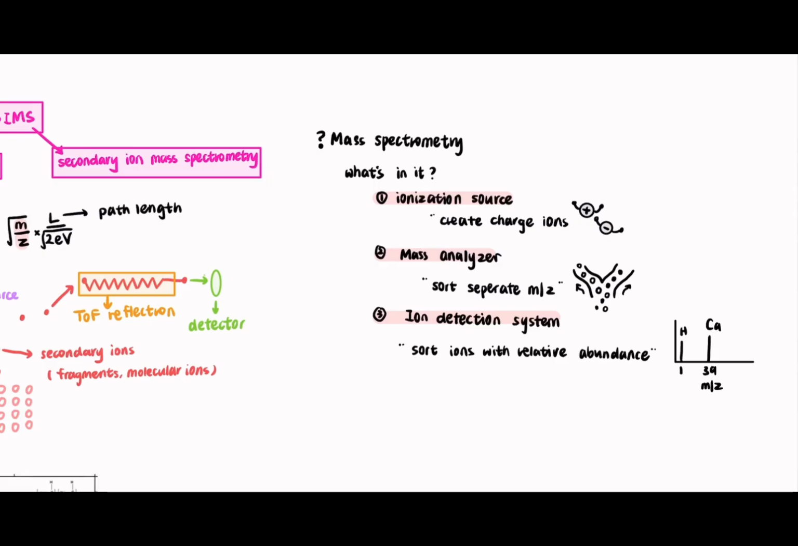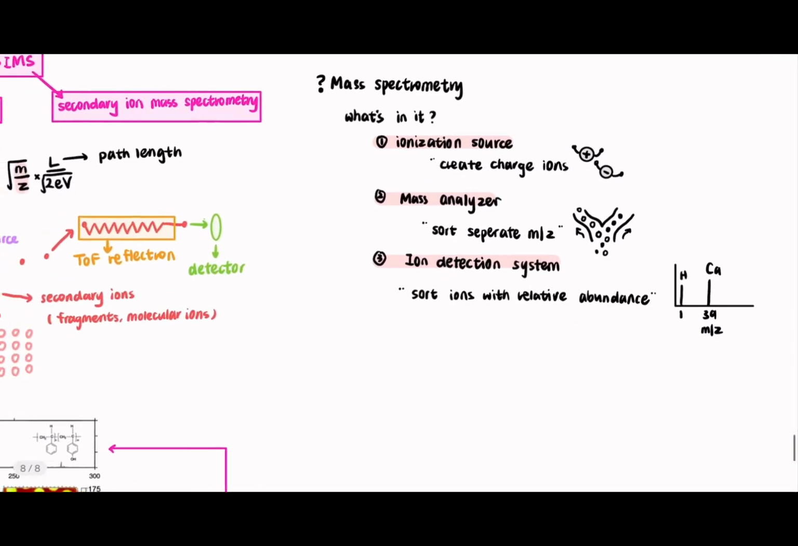It has three main components. First is the ionization source, which creates charged ions of the sample. Second, the ions are then accelerated and passed through a mass analyzer, where they are separated based on their mass-to-charge ratio. And third is the ion detection system, which detects the ions once they are separated, and then generates a mass spectrum that represents the abundance of different ions.